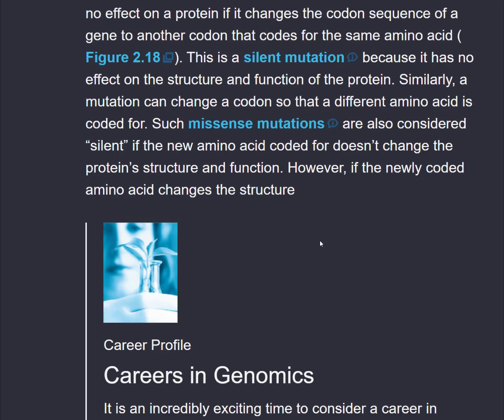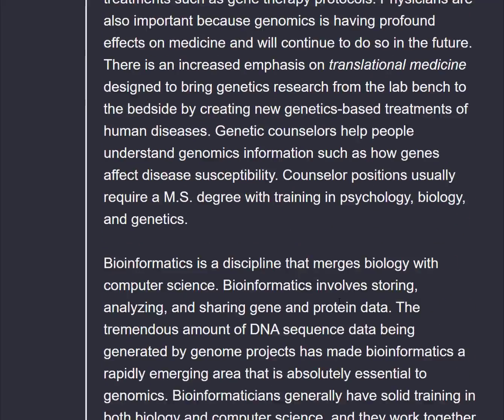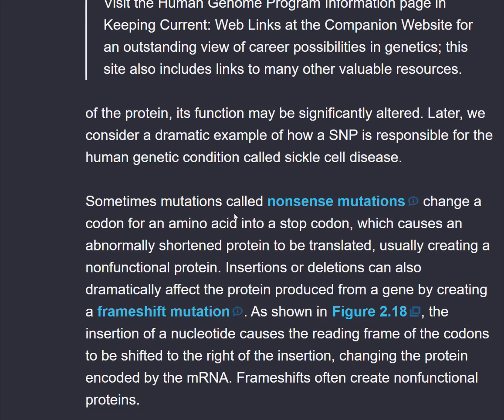Next is nonsense mutation. Nonsense mutations are mutations that change a codon into a stop codon. These usually produce a shortened, poorly functioning, or non-functional protein.